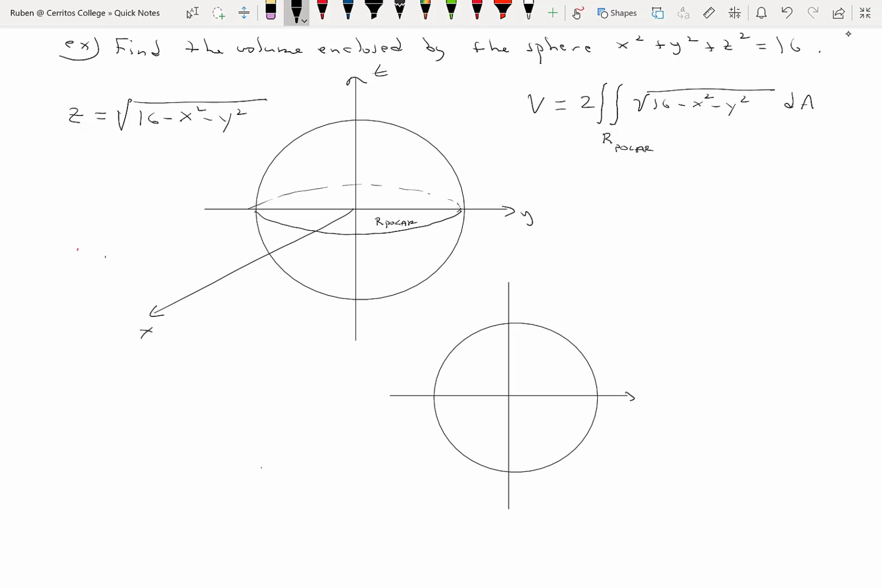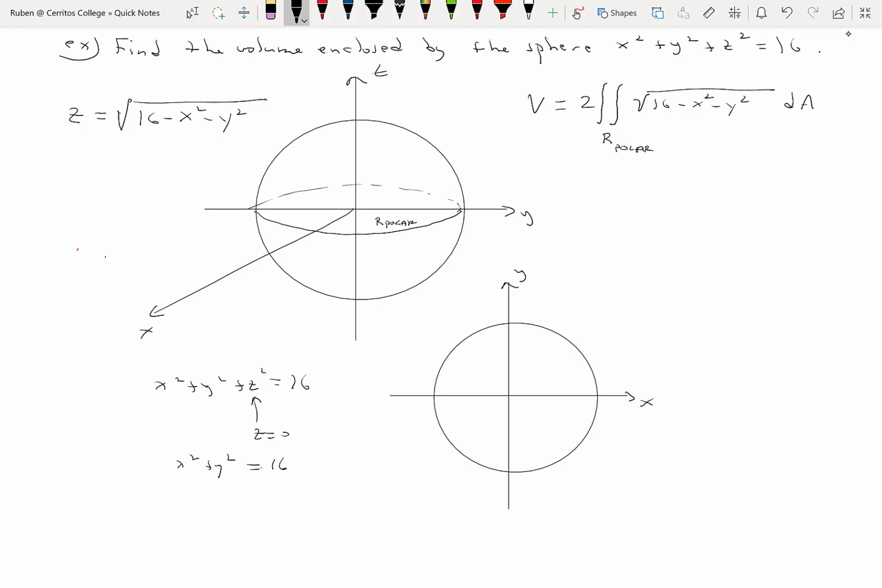Okay, so this is now an image in the xy plane of the polar region over which we're integrating. So it's a circle. Well, what's the equation of the circle? Well, the sphere has equation x squared plus y squared plus z squared equals 16. And this circle is part of the sphere when z equals 0. And when z equals 0, we get x squared plus y squared equals 16. So this is a circle centered at the origin of radius 4.